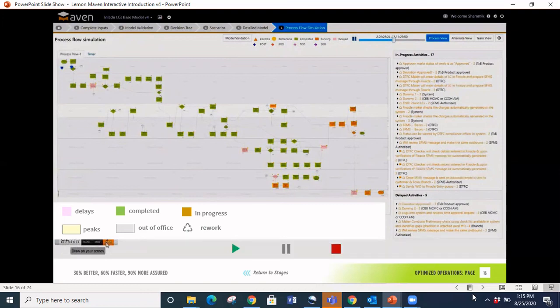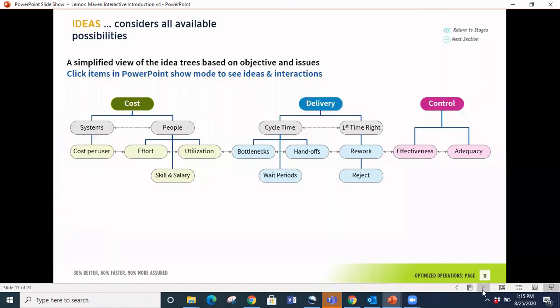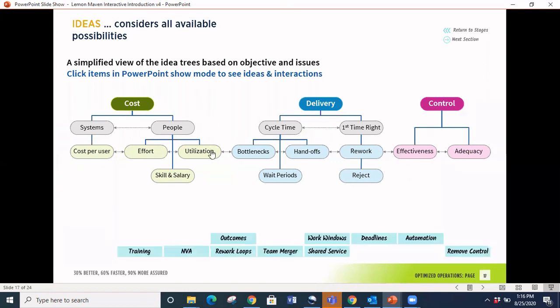And once the issues are identified at the insight stage, Maven decision trees help the user identify all the possible ideas to solve for those issues. For example, if someone wants to solve for utilization in order to improve their cost, it will tell the user all the possible levers one can pull to improve their utilizations. Whether one should automate some of the activities causing peak utilization, whether one should change the shift timings, or whether one should merge the teams to optimize utilizations.